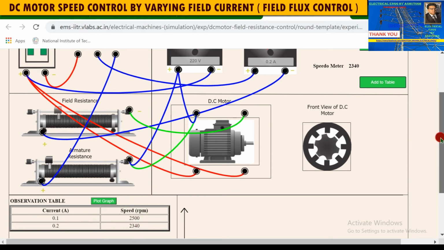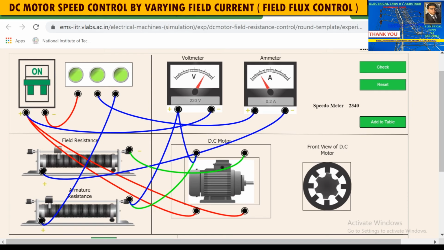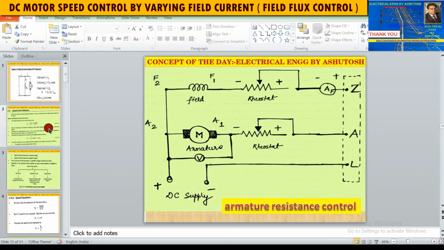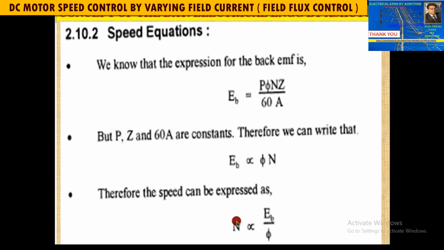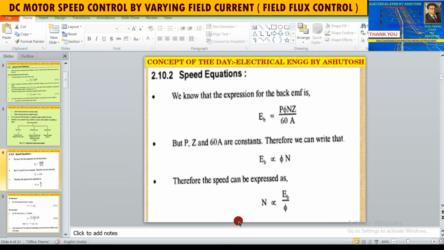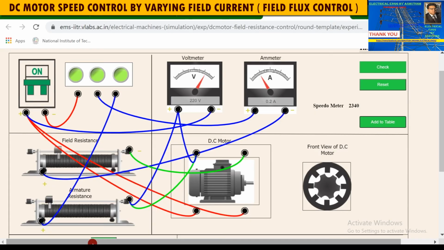So you know the relation. What is the relation? Our PowerPoint presentation tells this is the relation. As you can see, the speed is inversely proportional to flux. Okay, so field current is increasing, flux is increasing, this is called field flux. Field flux is increasing, and therefore speed decreases, guys. So in this method, we can reduce the speed by increasing field flux.